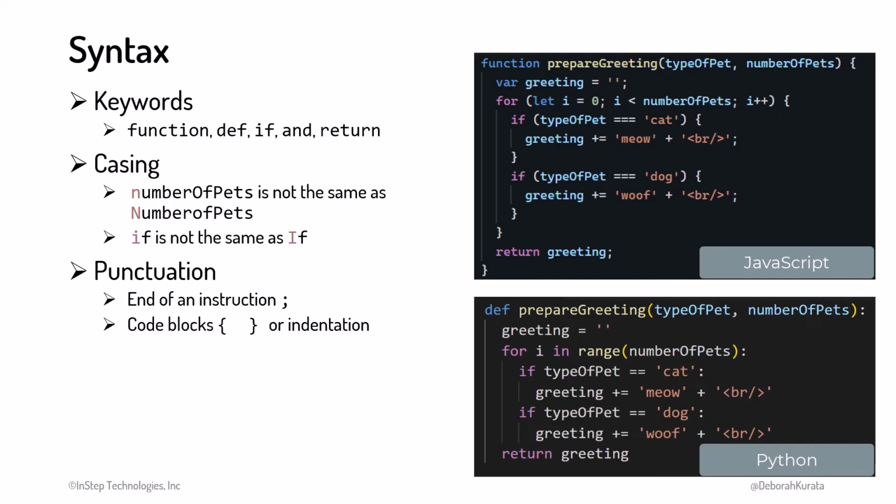Just like a spoken language, punctuation is also significant in programming languages. When reading, we know that a period indicates the end of a sentence. In some, but not all, programming languages, we use a semicolon to indicate the end of an instruction. This JavaScript example uses semicolons. The Python code does not. Some languages, such as JavaScript, use curly braces to define code blocks, while others, such as Python, use indentation.